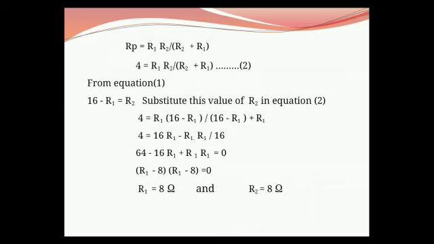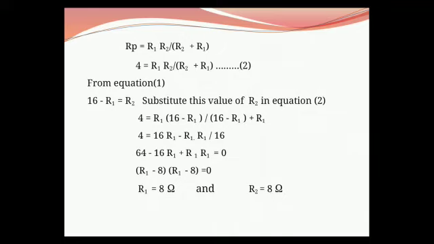Therefore, put this value of R2 in equation number 2. We get 4 equals R1 as it is, times the value of R2 from equation number 1, which is 16 minus R1, upon the denominator, 16 minus R1 plus R1. When we solve this bracket, we get 4 equals 16 R1 minus R1 square upon. Then when we solve the bracket of the denominator, we get 16 minus R1 plus R1. Therefore R1 gets cancelled. Only the value 16 remains.